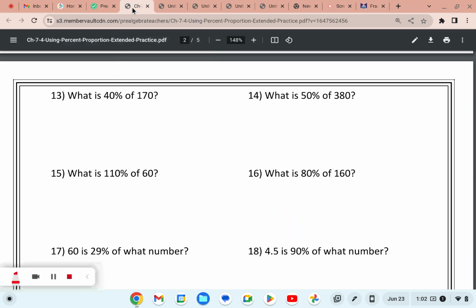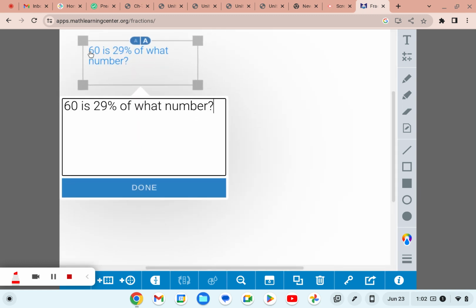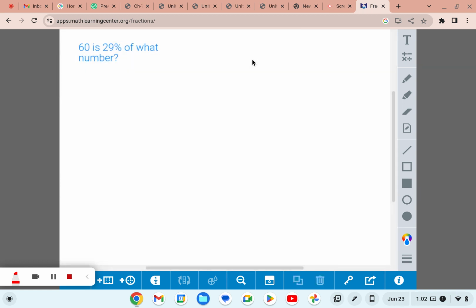Let's take a look at this one: 60 is 29% of what number? Okay, so this time I'm going to type 60 is 29% of what number? Now, this is more or less a problem that you may think of along the lines of using the percent proportion. However, I'm going to think differently about it. It says 60 is 29% of what number?